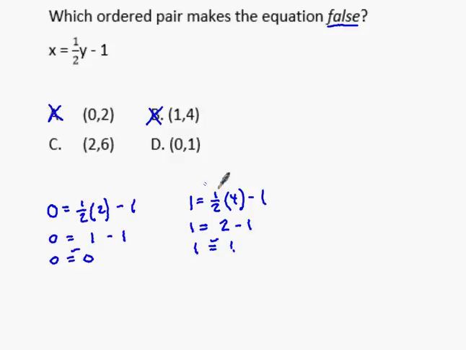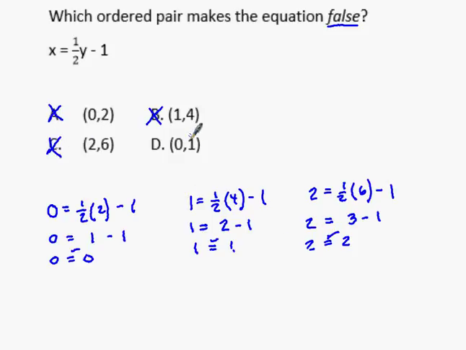Let's try C, where we're going to plug in a 2 for our x, and we're going to plug in a 6 for our y. Half of 6 is 3. I think we can see where this one's going. 3 minus 1 is 2. So that one checks out also, so we can cross that one out.